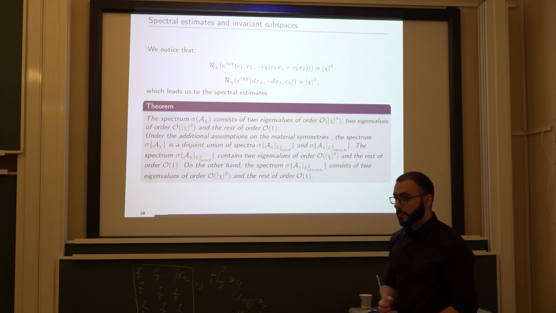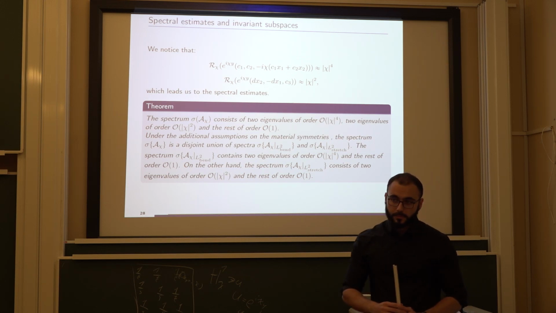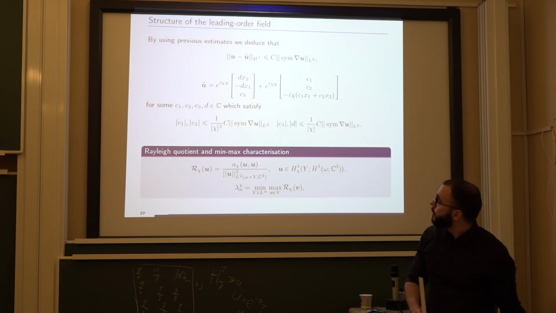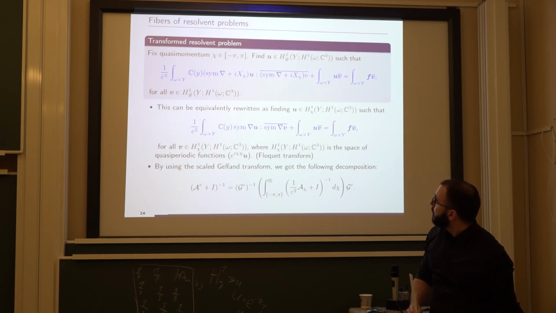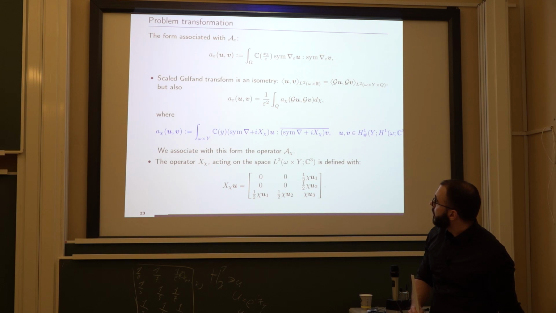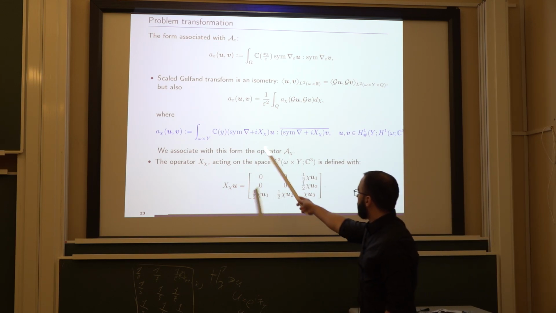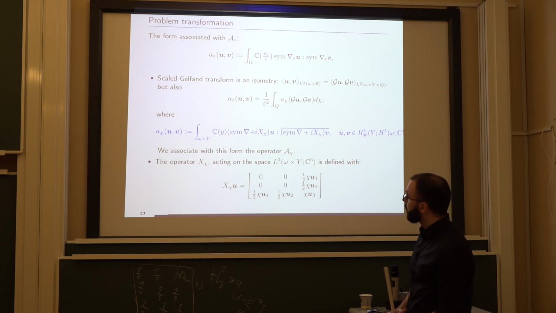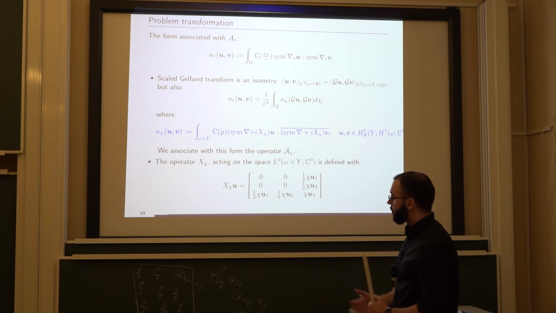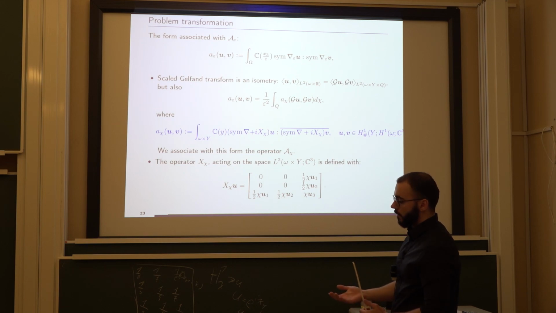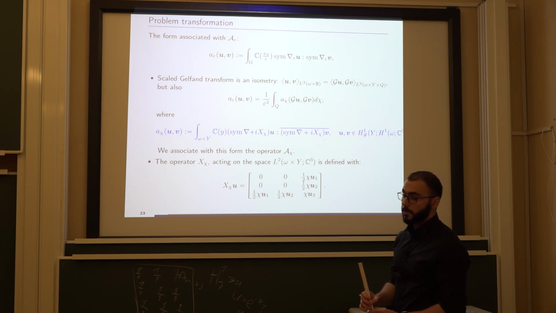Can you show us again this operator A chi, depending on the quasi-momentum? I think I have. So this is the operator associated with this form here. Where do these eigenvalues of order chi to the power 4 come from? They come from this bending part.